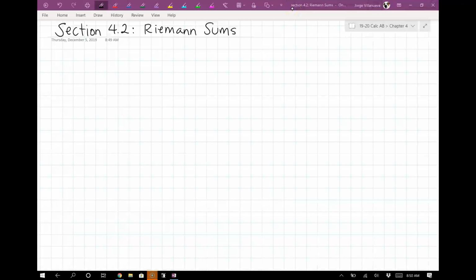All right, so what we're going to do is section 4.2, Riemann sums, okay? I know in your book they might call it area approximations and stuff like that. Integration is basically a way to find area underneath a curve, okay? So when we integrate, another thing we can say that we're doing is finding the area under the curve, okay?